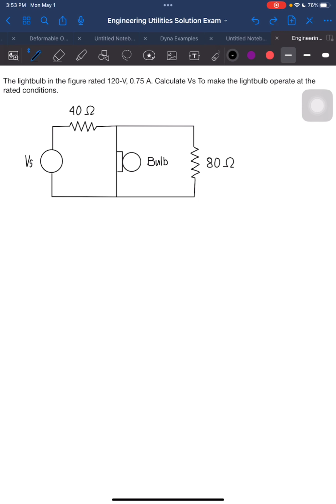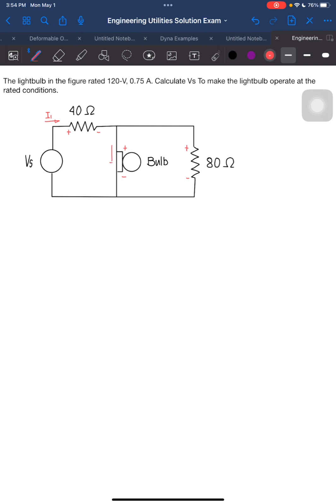The light bulb in the figure is rated 120 volts with 0.75 ampere. Calculate Vs to make the light bulb operate at the rated conditions. First, determine muna natin yung mga papasok at lalabas. Dito, papasok ang I1. Since wala tong sign, ang magiging sign convention natin, papasok lagi ang mga papasok sa positive, tapos lalabas sa negative. Positive, negative, positive, negative.